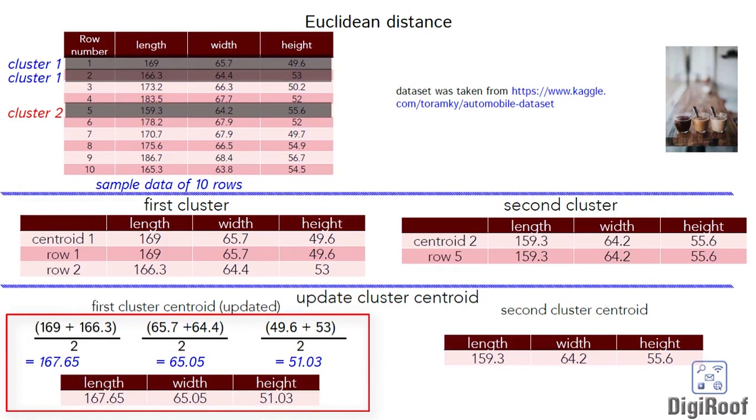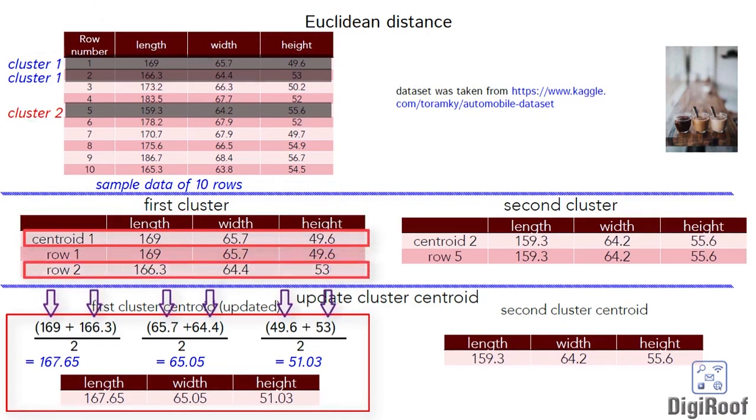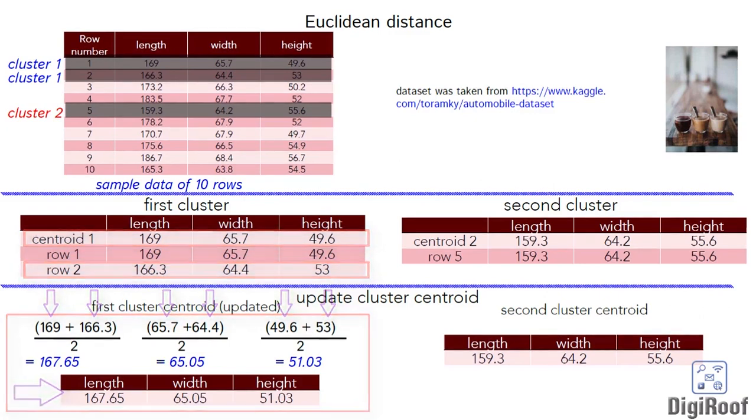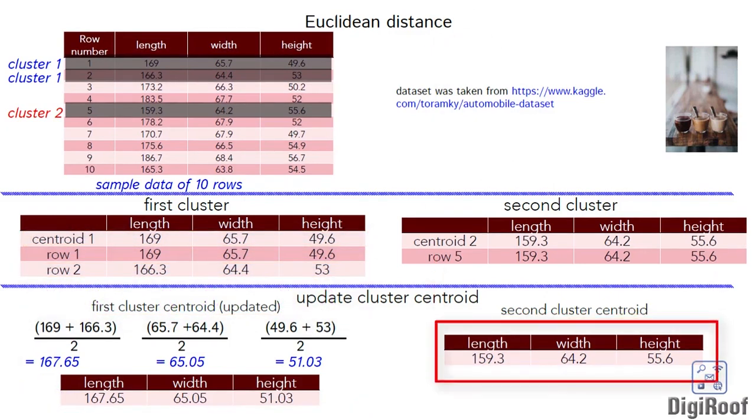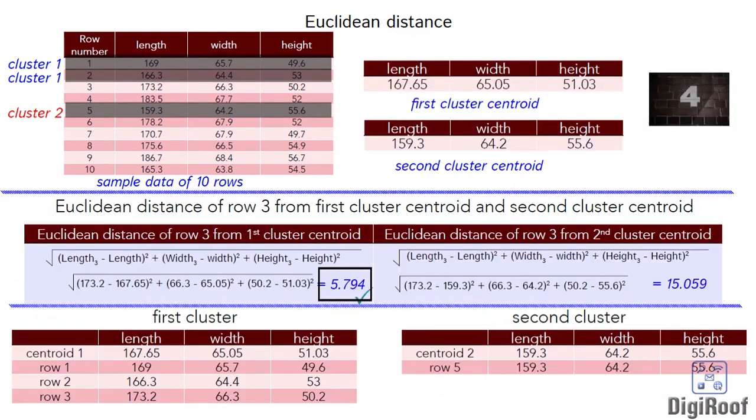We therefore need to update the first cluster centroid by finding the average of the length, width and height in the first cluster centroid with the respective length, width and height of row 2. The updated value of first cluster centroid after taking the average is this. Note that the second cluster centroid would remain unchanged till any of the remaining rows become a part of it.